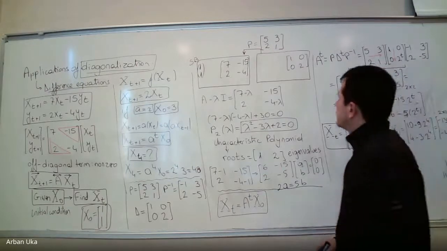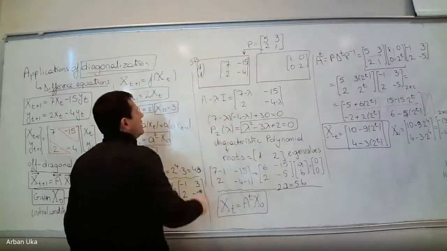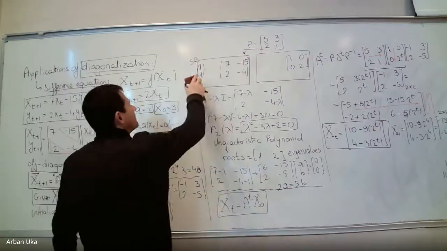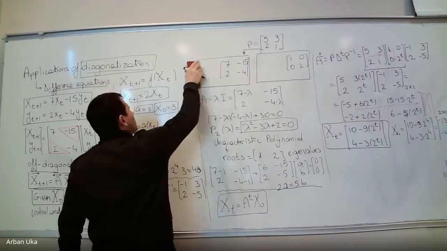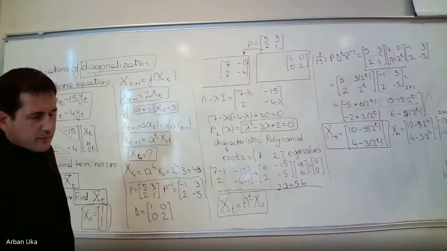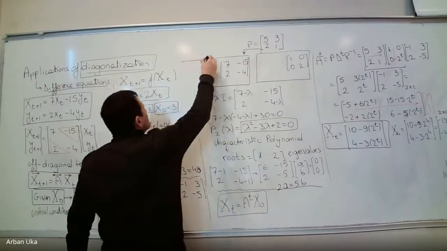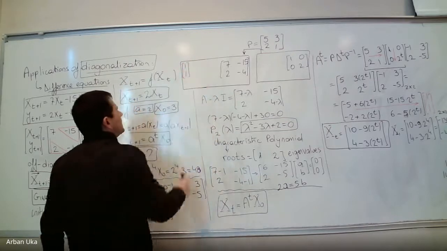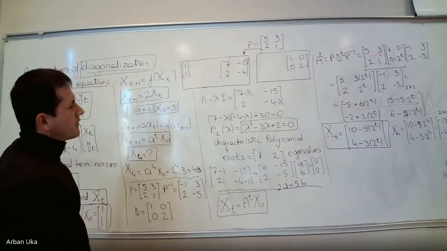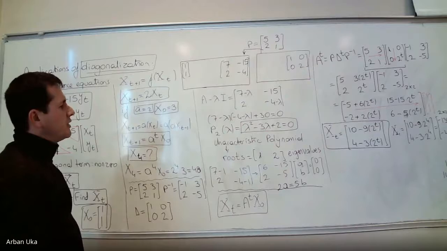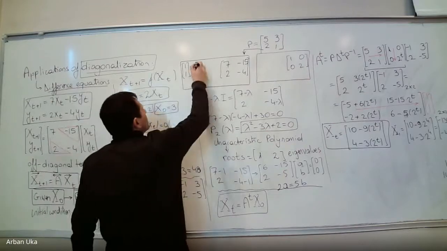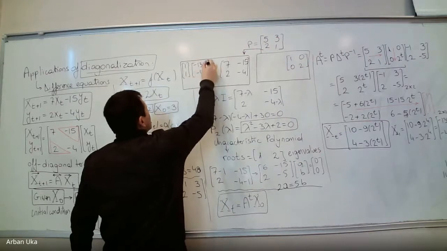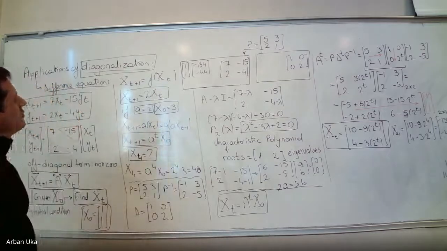Now this is x, right? So we started with the initial condition 1, 1, and after 4 units of time, or after 4 iterations, we get minus 134, minus 44. Okay, so this is what we obtained.